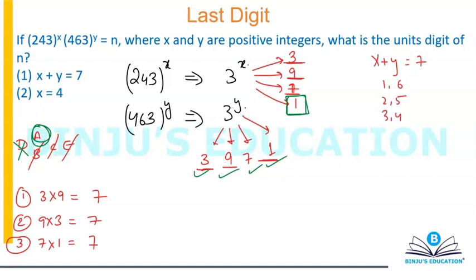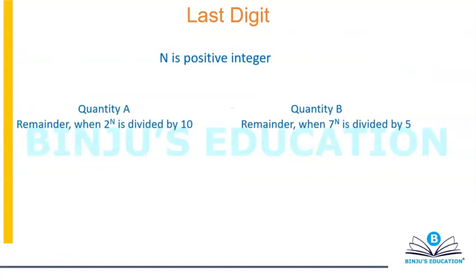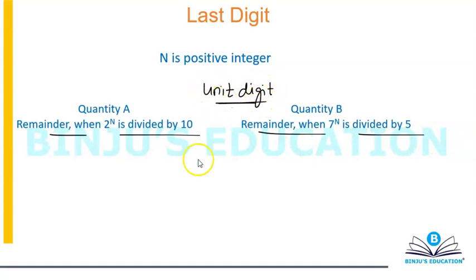Alright, one last question, and that's for GRE aspirants. Again, the point of this question is just to make you understand the basics, that's it. Nothing else is my concern. Now you already know what you mean by when remainder is divided by 10 and when remainder is divided by 5. Again, what we are looking for is the unit digit. So n can be 1, 2, 3, 4 because 2 and 7 both follow a cyclicity of 4.